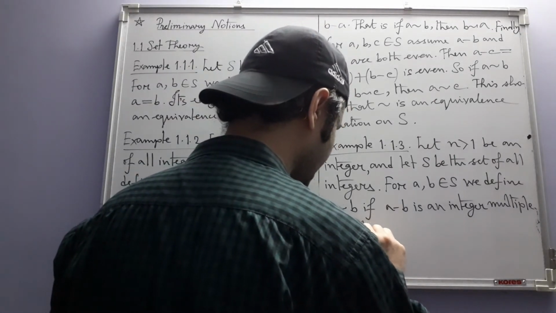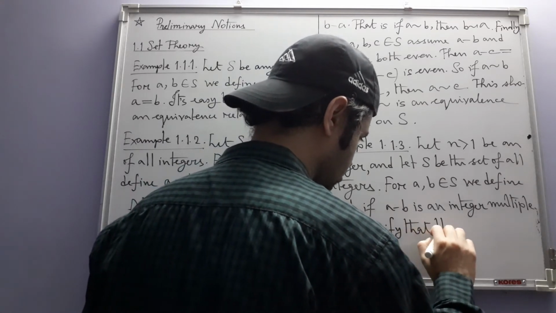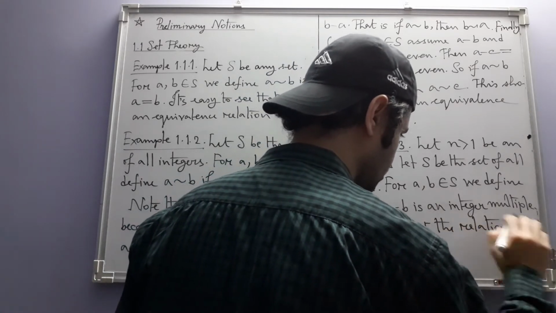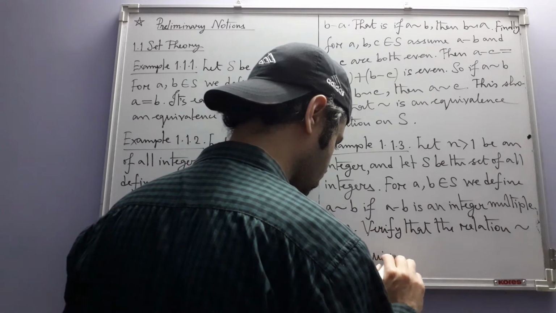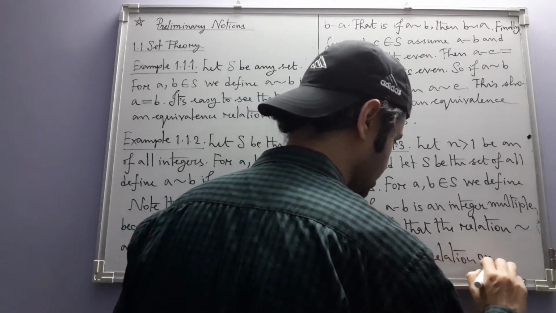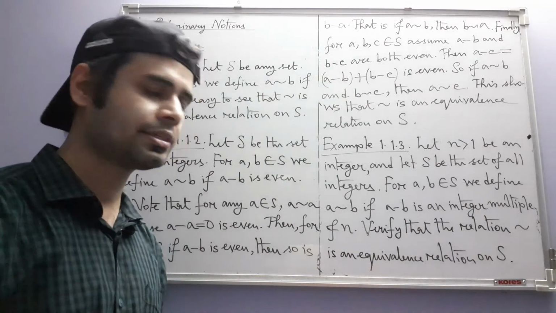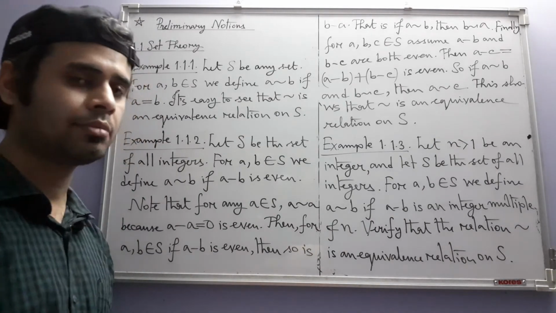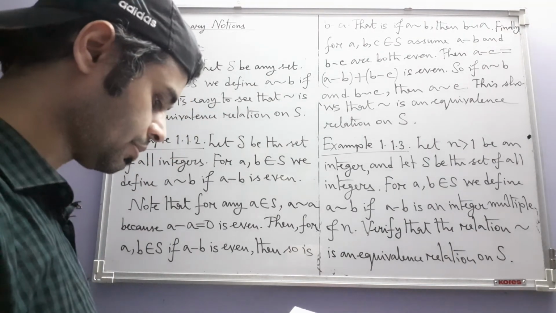Okay, verify that this relation is an equivalence relation on S. It's a very important equivalence relation. It has a name also. It's called congruence modulo n, and this is used all the time in number theory. In fact, we will also use it in many places.